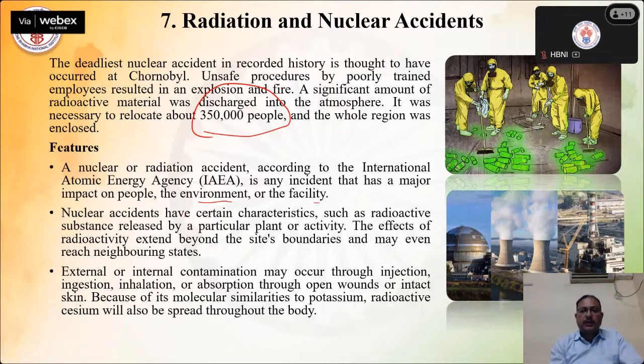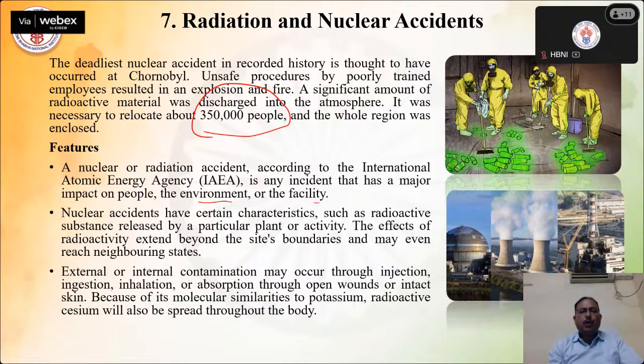Nuclear accidents have certain characteristics, such as radioactive substances released by a particular plant or activity. The effects of radioactivity extend beyond the site boundaries. Obviously, they are waves, so they can travel anywhere. There are limitation studies also, but they may even reach neighboring states. We have seen Chernobyl, we have seen Fukushima, we witnessed these things, so we can easily say it can travel to any place.